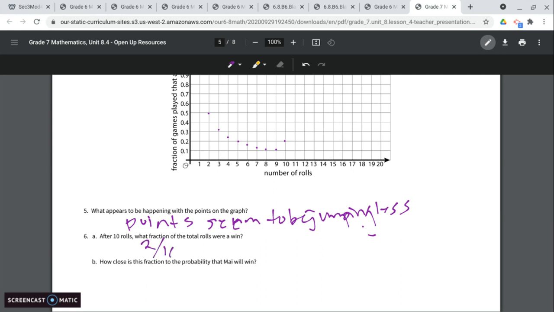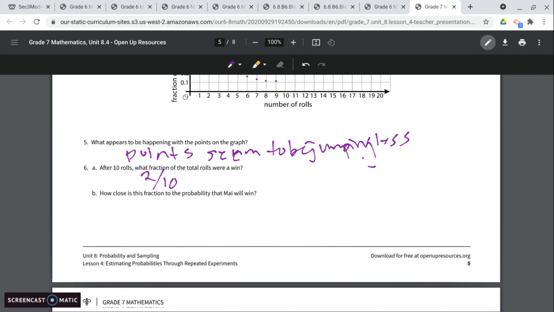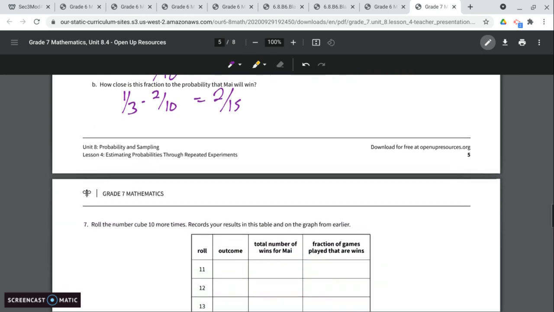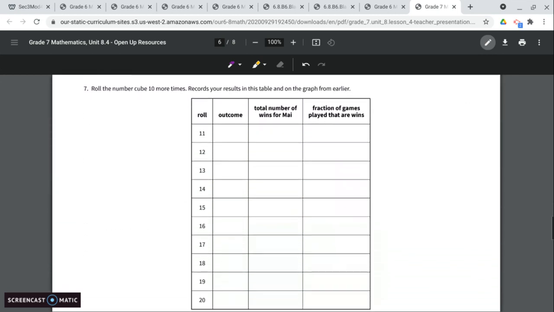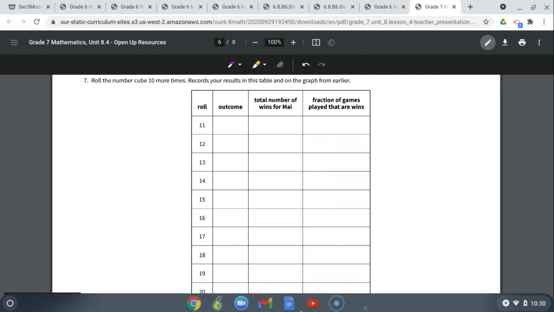That was 2/10. How close is this fraction to the probability Mai will win? We had said her chances were 1/3. Subtract the 2/10 from that, and we end up with 2/15. So a little bit off in our approximation. Now I'm going to go through and do it again to see a continuation of these results.